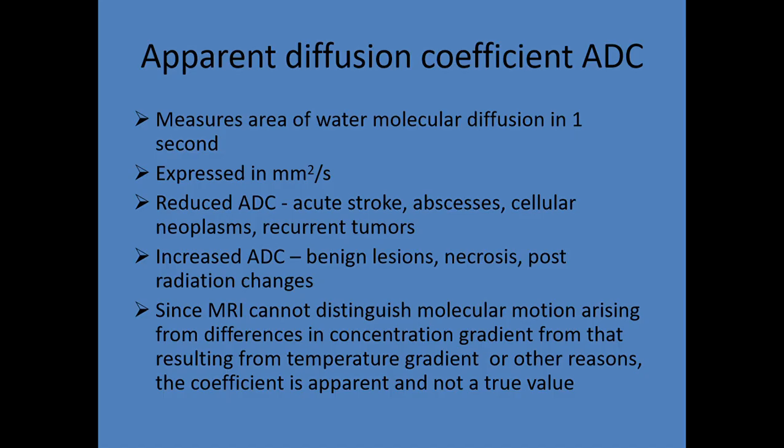Reduced ADC occurs in acute stroke, abscess, cellular neoplasm, recurrent tumor, whereas increased ADC occurs in benign lesion, necrosis, post-radiation changes. Since MRI cannot distinguish molecular motion arising from differences in concentration gradient from that resulting from temperature gradient or other reasons, the coefficient is apparent and not a true value, so it is called apparent diffusion coefficient.